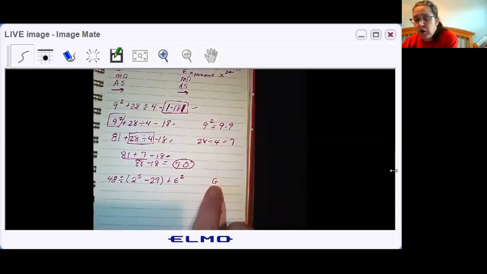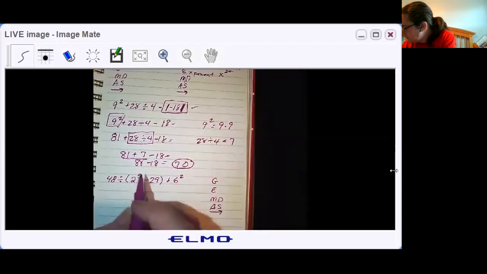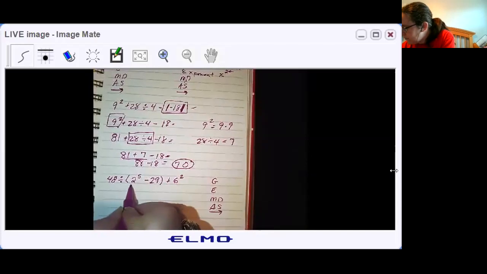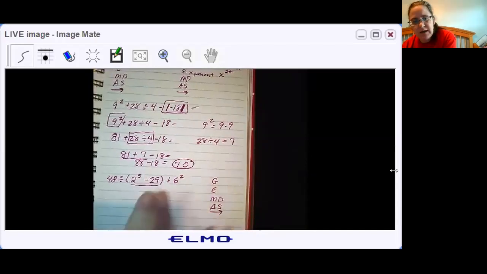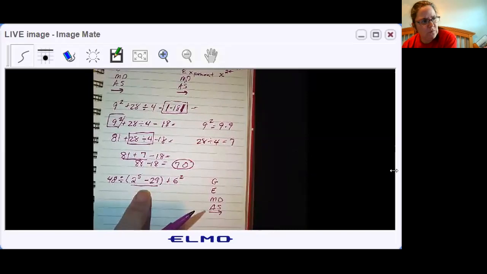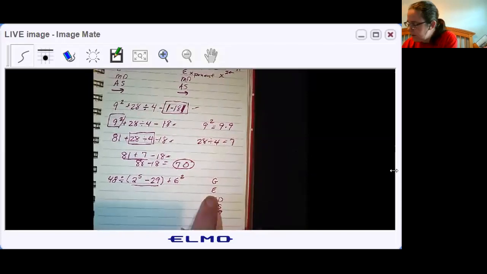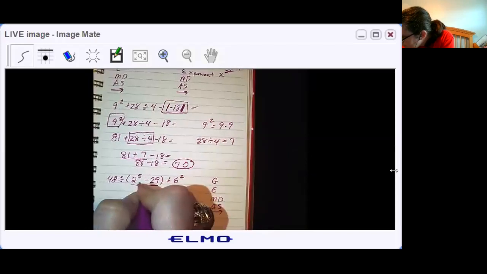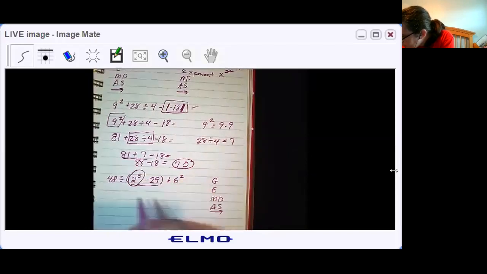First things first, do I have groupings? I sure do. Right here, I have a grouping. That's a pretty complicated grouping because I have more than one thing in there. Well, within that grouping, do I have more groupings? No, but I do have an exponent. So that's how I decide what I deal with first. I'm going to deal with this piece right here.